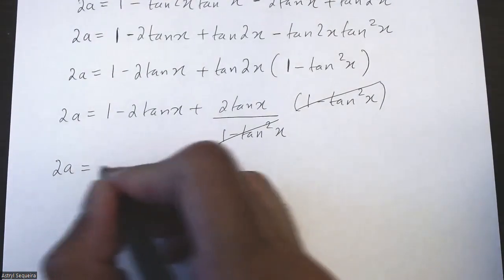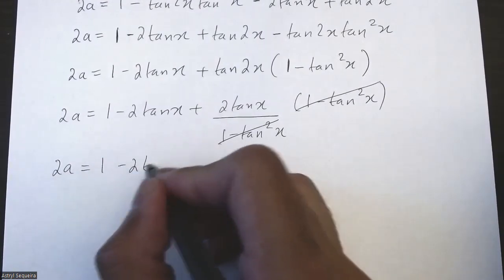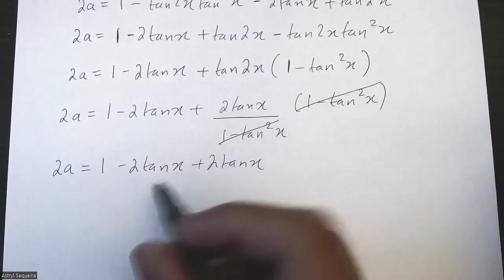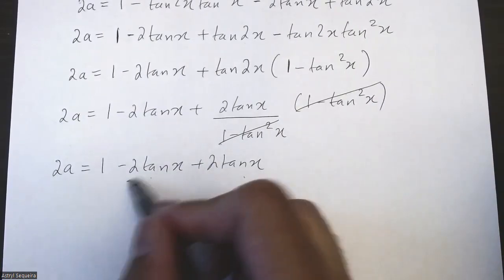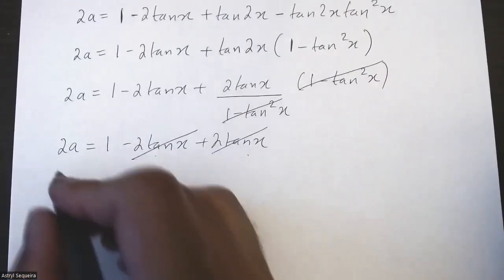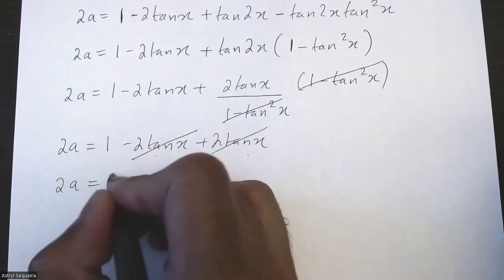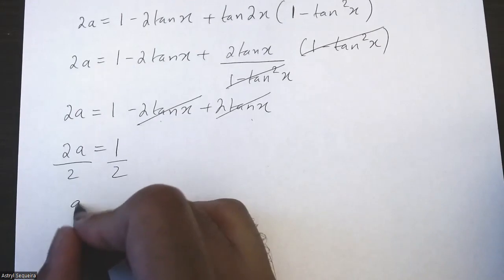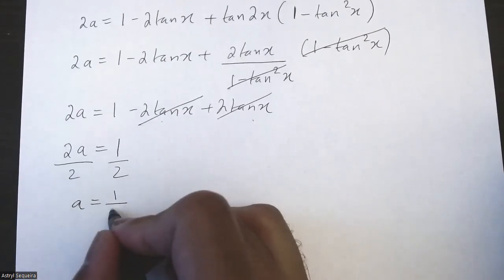So we're left with 2a equals 1 minus 2 tan x plus 2 tan x. And again, as you can see, negative and positive, these two are the same. We're going to cancel each other off. So we're just left with 2a equals 1. Divide both sides by 2. I just get a equals 1 over 2.